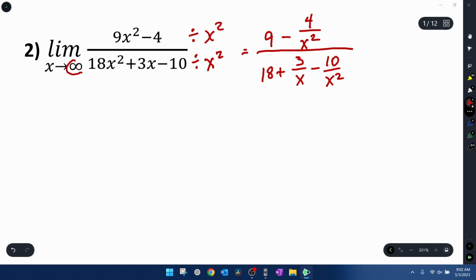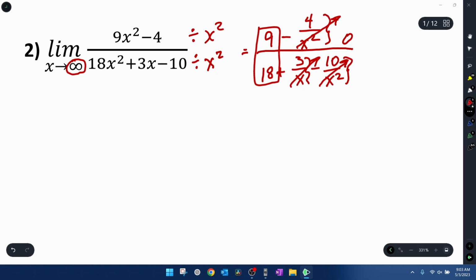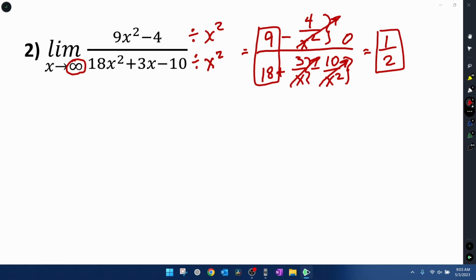And now what we can do is we can say, okay, what's going to happen if x gets infinitely large? Well, if x gets infinitely large, a fraction itself gets infinitely small if the denominator gets infinitely large but the numerator doesn't change. So all three of these fractions are effectively going to go to 0, which will leave us only the 9/18. And so we can say that this answer is going to be a half. And that's it for problem number 2.